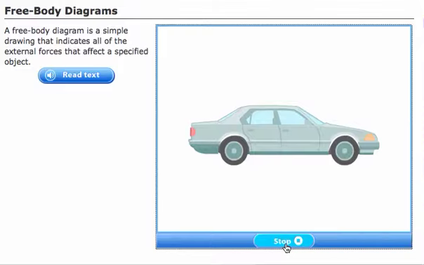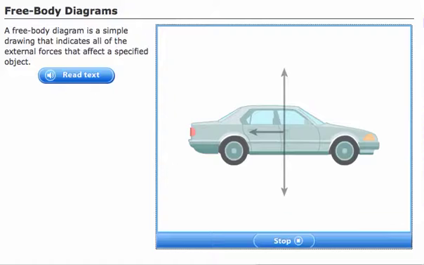A free body diagram is a simple drawing that indicates all of the external forces that affect a specified object. To draw a free body diagram, we first isolate the object of interest and the forces acting on it. Then we represent the forces with vectors, because magnitude and direction are both necessary in order to define forces.